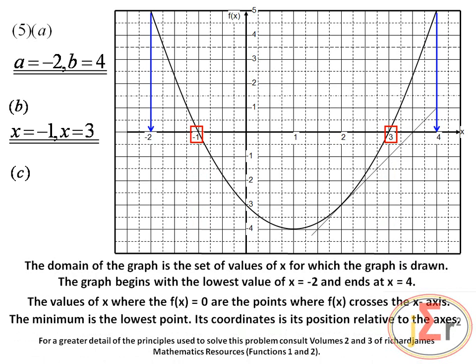C requires us to determine the coordinates of the minimum point on the graph. That is the minimum point on the graph. We can trace this to the x value of 1 and the f of x or y value of -4. So the coordinates will be 1 for the x and -4 for the f of x.